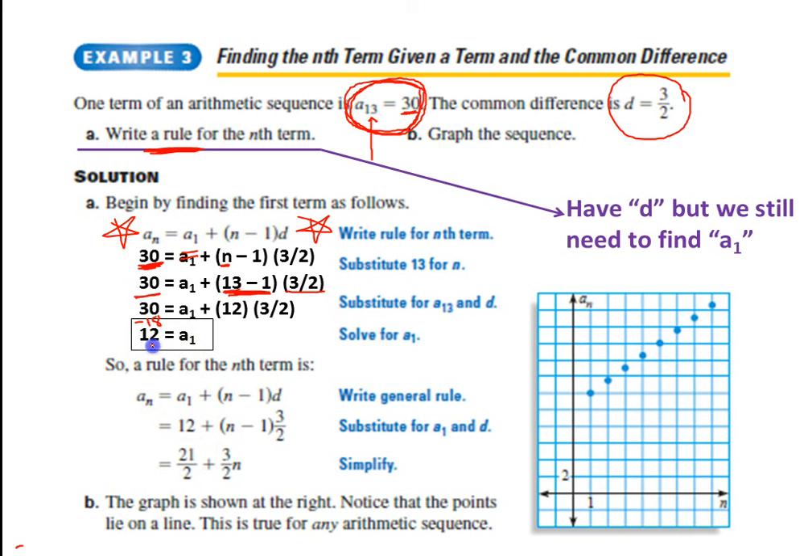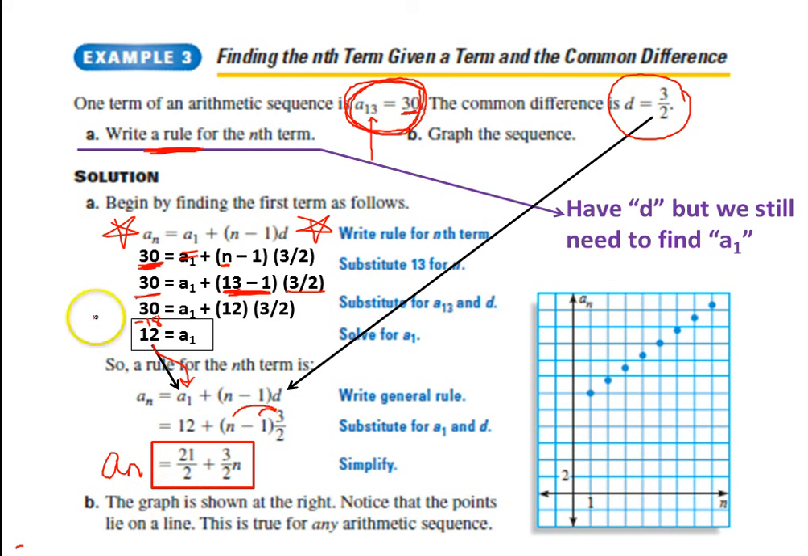So plug them in, do exactly like we did last time. A sub 1 is 12, and they already gave us our d. d is 3 over 2. Pull it in just like we did, 3 over 2n, negative 3 over 2, combine your terms, and your equation is 21 over 2 plus 3 over 2n. Okay, so this one just requires that extra step up here of finding the a sub 1 first. Okay, and then graphing just like we did the other day.